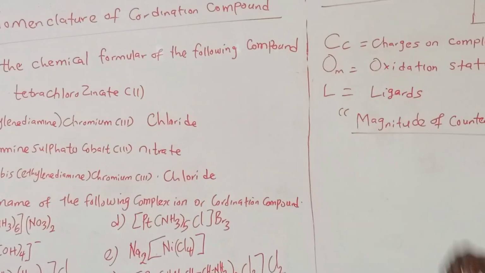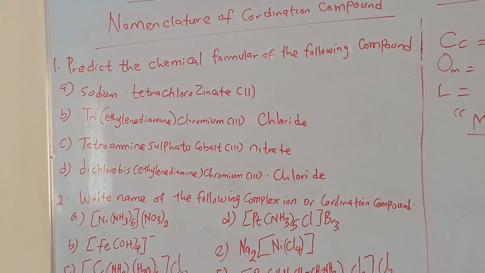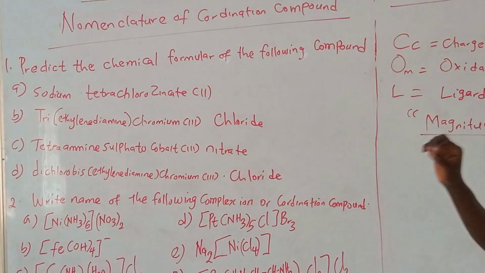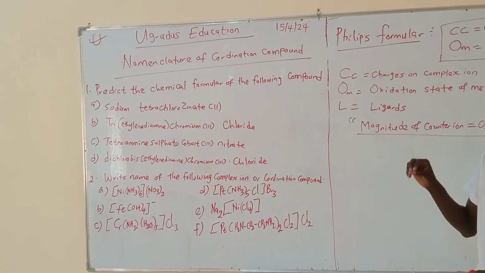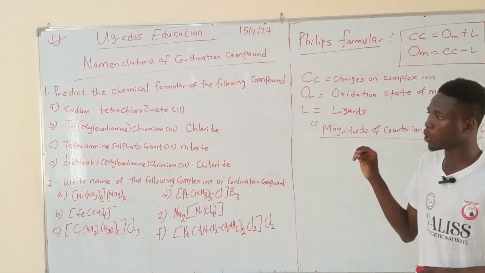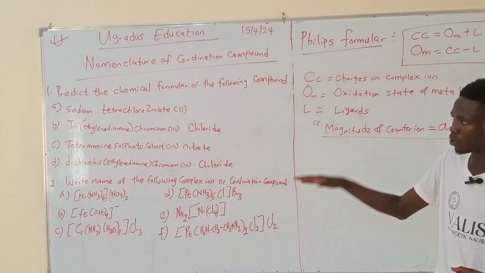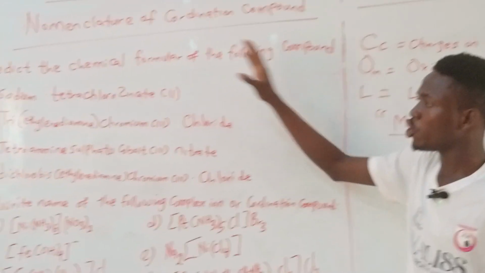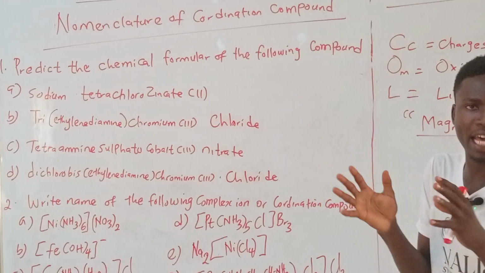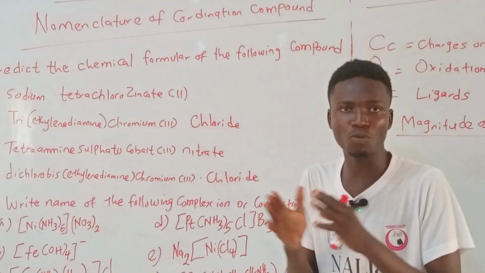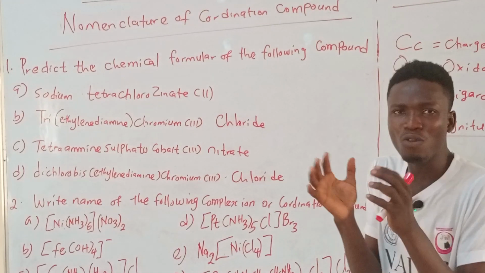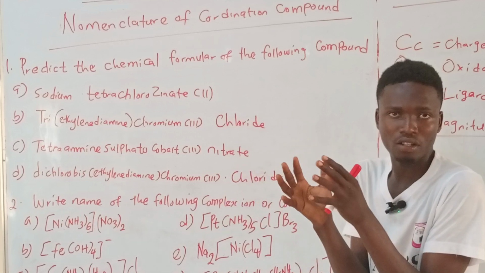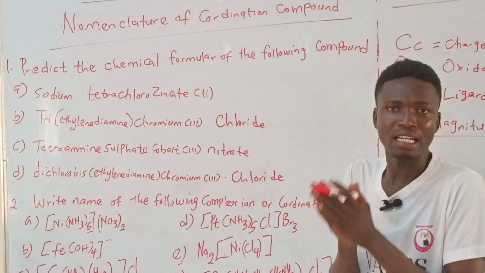The first question said, predict the chemical formula of the following compounds. As you can see, compound A is sodium tetrachlorozincate(II). Compound B is tris(ethylenediamine)chromium(III) chloride. Now, compound C, and so on and so forth. So let me say something very quickly. In the naming of coordination compounds, you will see that there are some groups of names they will write together. Any names with no space between the letters are all in one category. So you have to identify the categories.